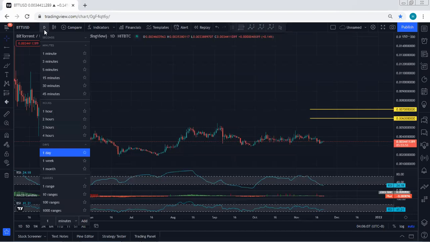But if it's not moving in our direction, at least we should know how to manage it, or even take out the trade. That means we shouldn't keep the trade if it's not moving in our direction.